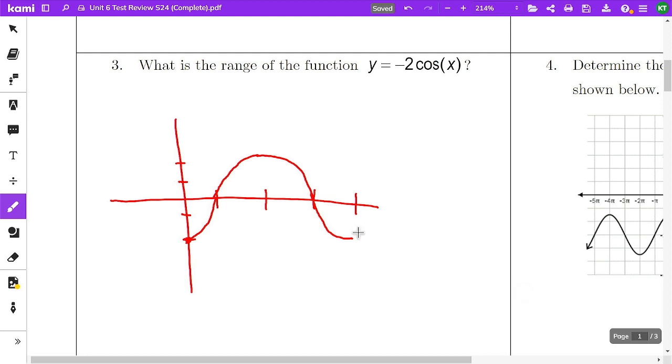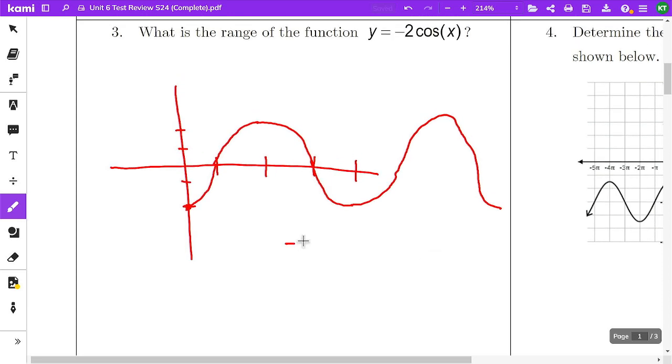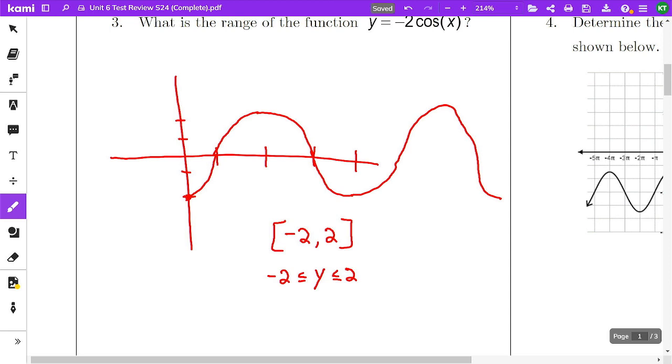We can keep continuing this trend, and it'll be the same thing over and over again. Again, this is a pretty bad sketch, but it's still a sketch nonetheless. My lowest possible value is going to be -2, and my highest possible value is going to be a positive 2. So we can either write it as negative 2 to 2 in brackets, or we can write negative 2 is less than or equal to y is less than or equal to 2, because those are the lowest possible and highest possible values of our function. We get that by adding and subtracting 2 from our midline.